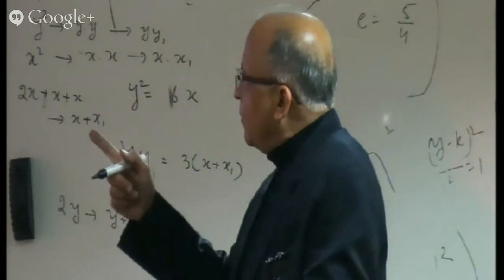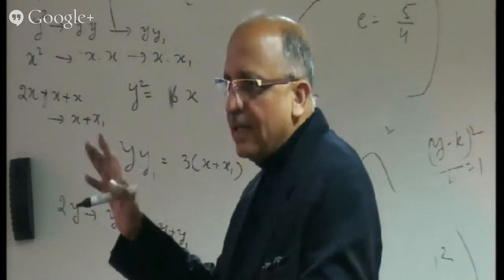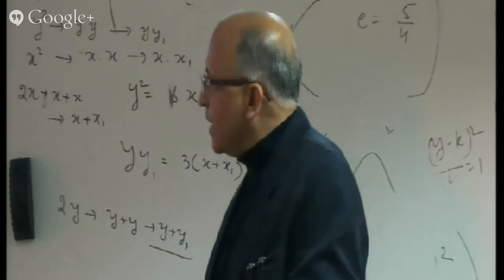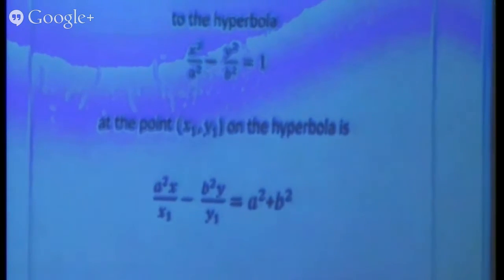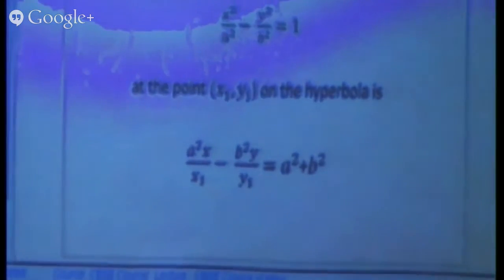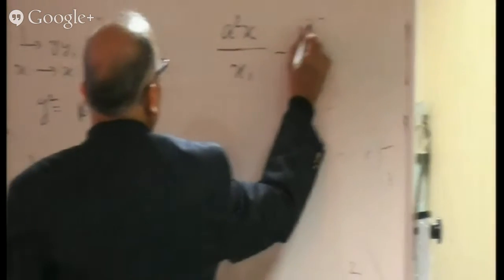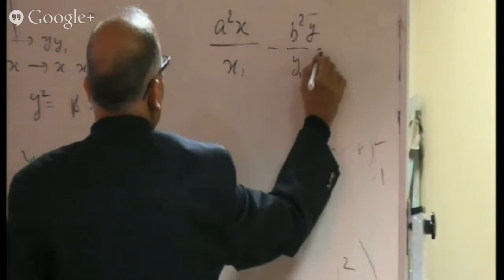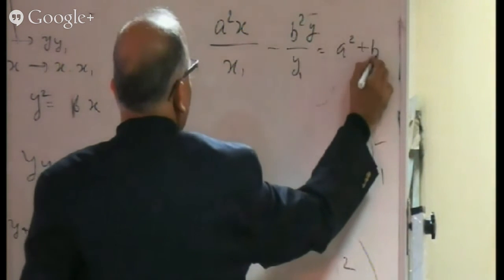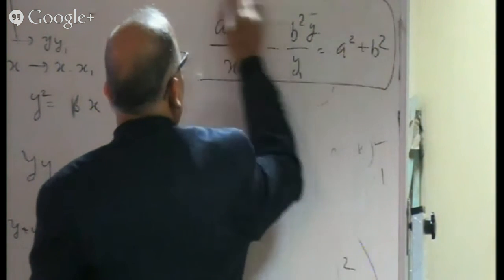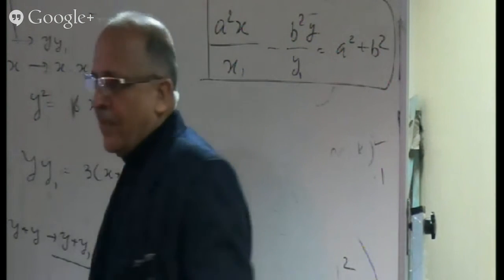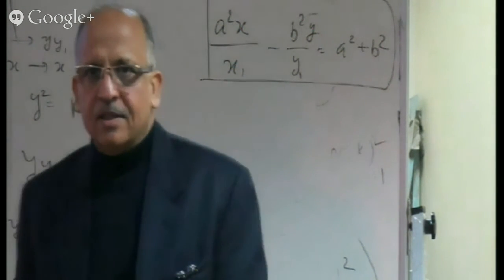So this result you know that, to learn it, a square x, let me write it here, so that you can see even if you proceed further. A square x upon x1 minus b square y upon y1 is equal to a square plus b square. This is the equation of normal. Let's see some more results.